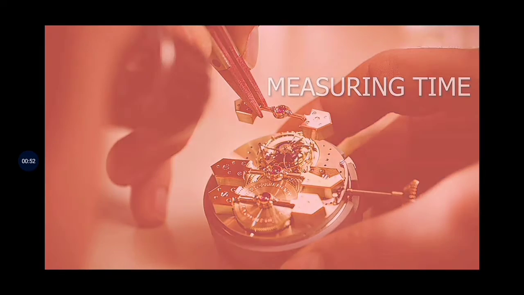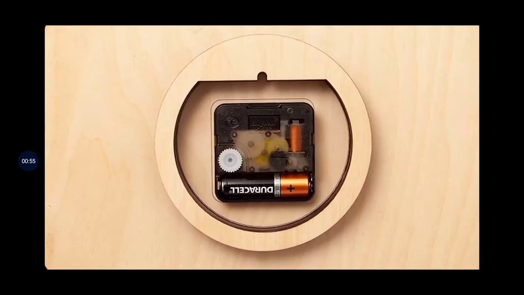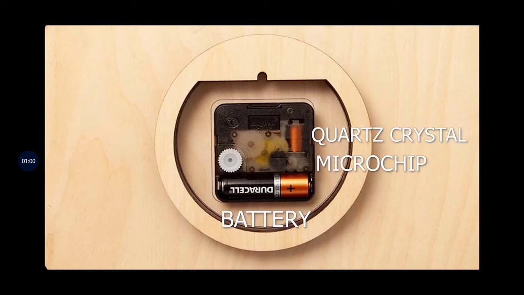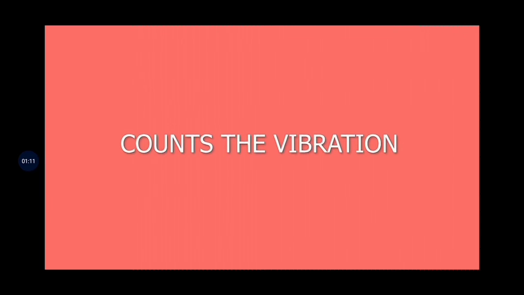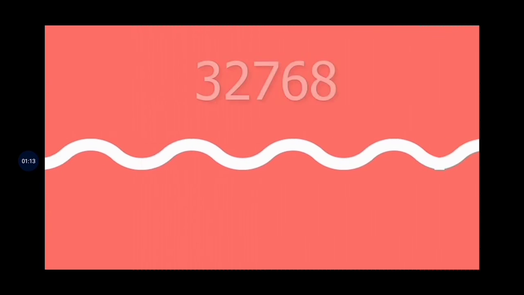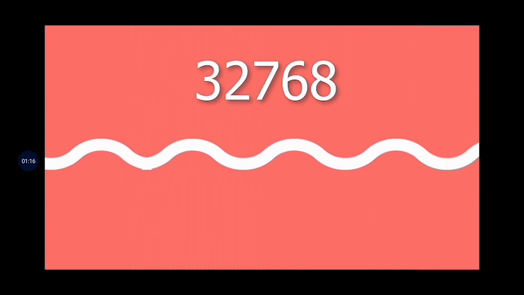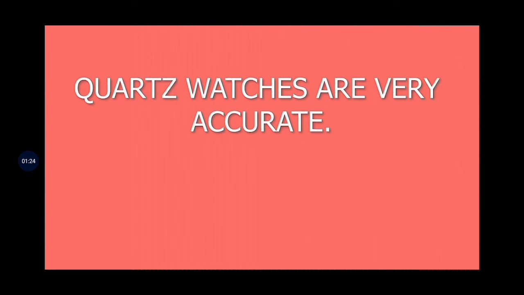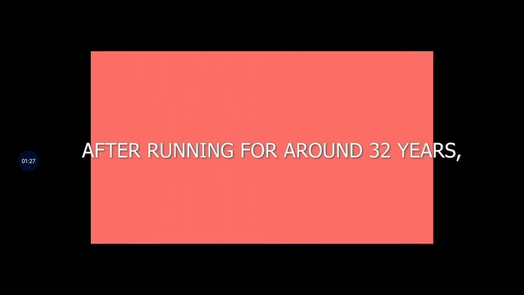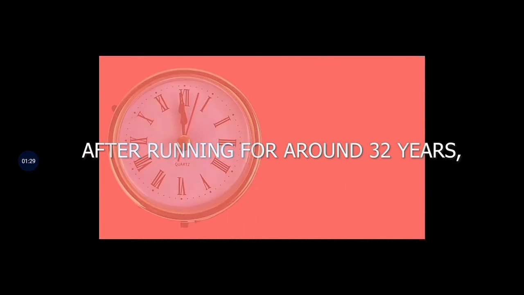Let's see the simple design of a quartz clock. In a quartz clock, there is a battery, a quartz crystal, and a microchip. The microchip sends the electricity from the battery to the quartz crystal and counts its vibration. When this vibration count reaches 32,768, it moves the second dial. Quartz watches are very accurate. After running for almost 32 years, its time shows an error of 1 second.